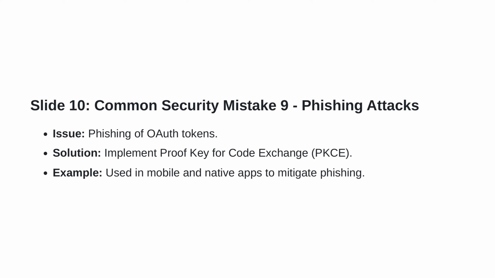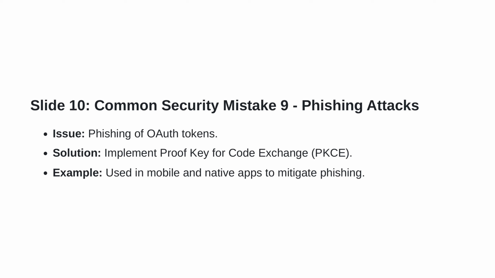To effectively address this issue, we need to implement what is known as proof key for code exchange, usually abbreviated as PKCE. It's an extension to the OAuth 2.0 protocol and is designed to prevent interception attacks during the authorization process. Now let's put it in the context of an example.